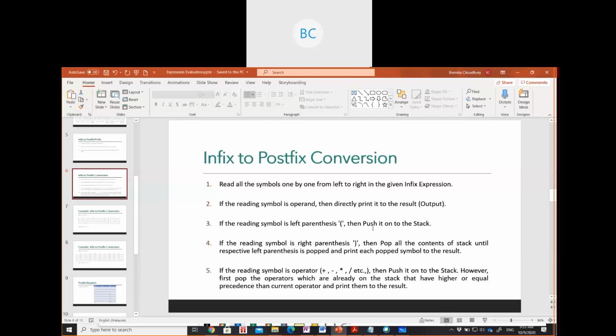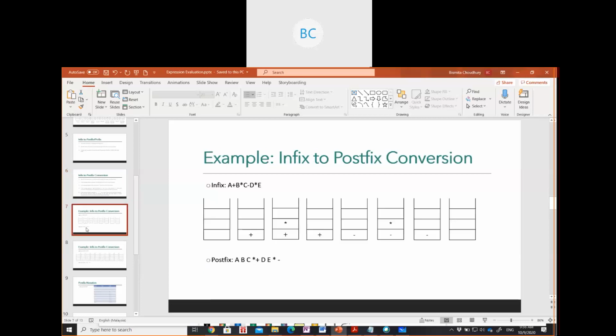If the reading symbol is a left parenthesis, okay, I will just go directly to the example. It will be easier for you guys. So what happens here? See, this is your infix notation: A plus B into C minus D into A. Okay, so what will happen here? Again the same thing. We will process from the left side. Now in this conversion, we will push only the operators, not the operands.